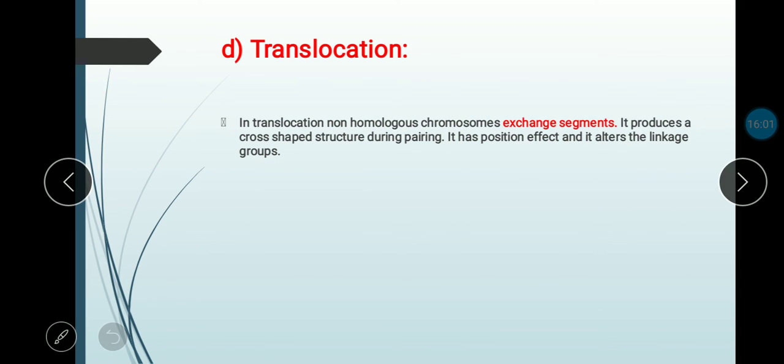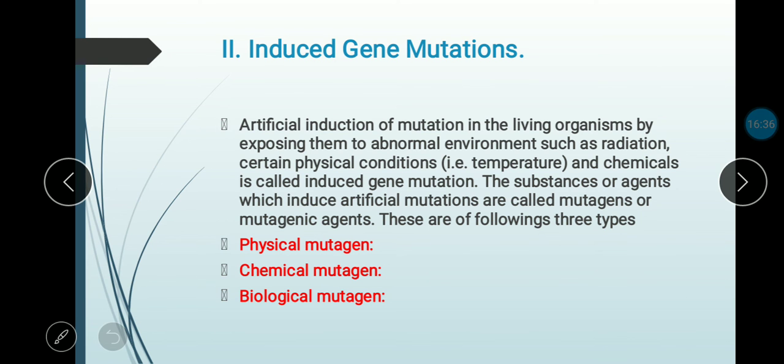The last and fourth type is translocation. In translocation, non-homologous chromosomes exchange segments. It produces a cross-shaped structure during pairing. It has a position effect and it alters the linkage groups. It affects linkage of genes. The second basic type, that is induced gene mutations, we will study in the next video.